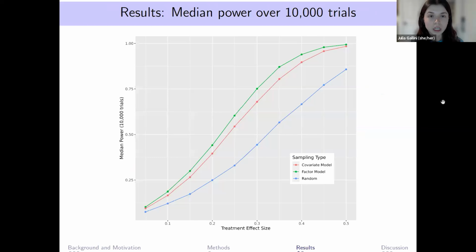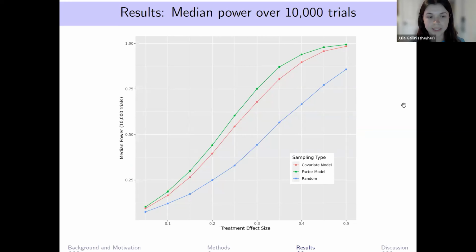Next slide. So these are our results. We're looking at the median power over 10,000 simulated clinical trials. In green, we can see that the factor model selection is outperforming the covariate model selection in red and the random selection in blue across our range of treatment effects along the x-axis.